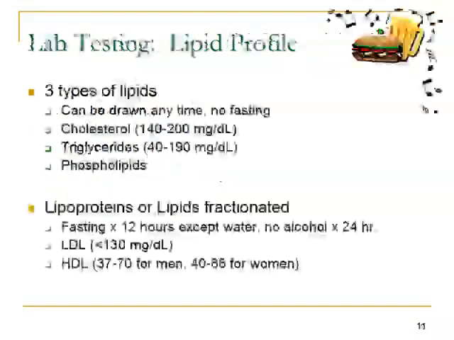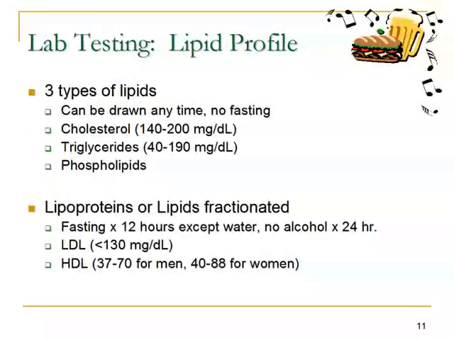Other diagnostic testing that will be done for patients that have cardiac disorders would include a lipid profile. The types of lipids that you've all heard of before that are usually considered part of the lipid panel would be cholesterol, triglycerides, phospholipids, and those types of things. And listed on the screen there are the desirable levels that they would like to be kept at. Usually for cholesterol, the desired level is to keep that under 200. Obviously, the lower, the better.